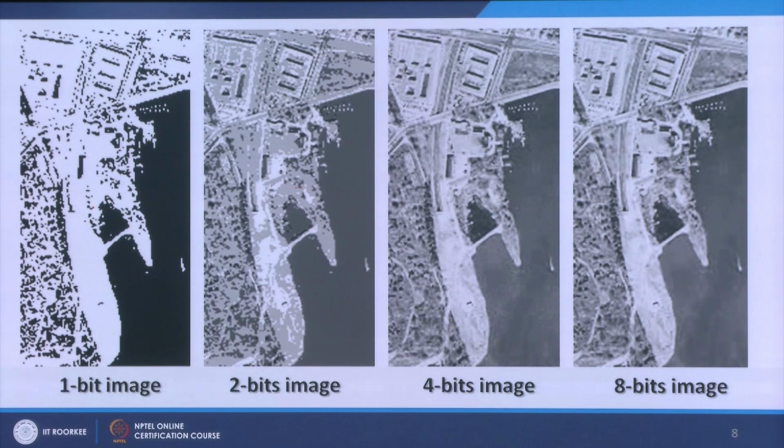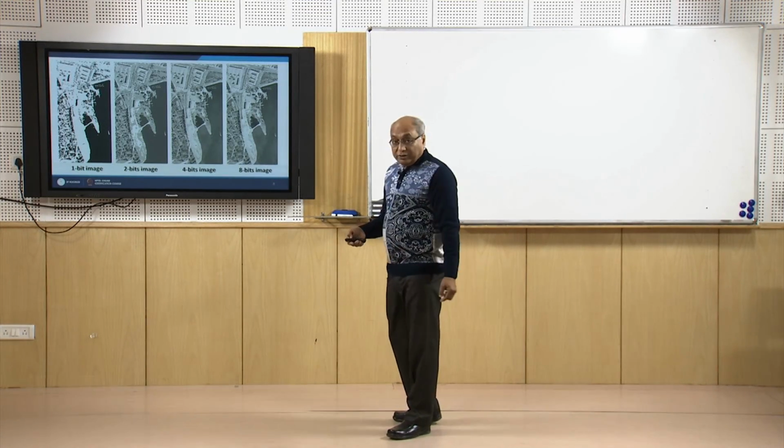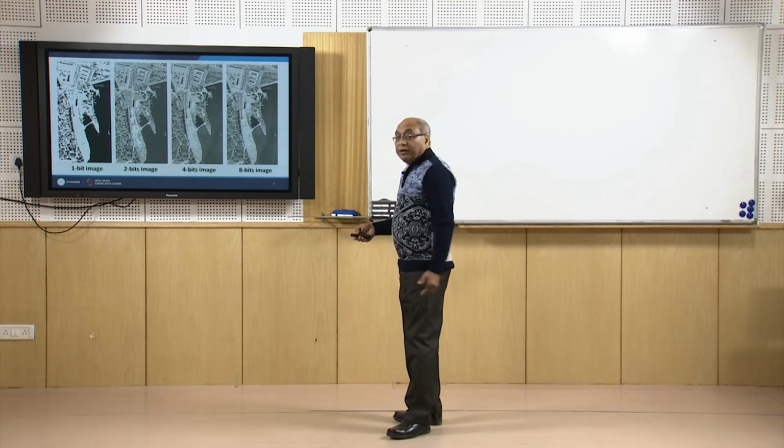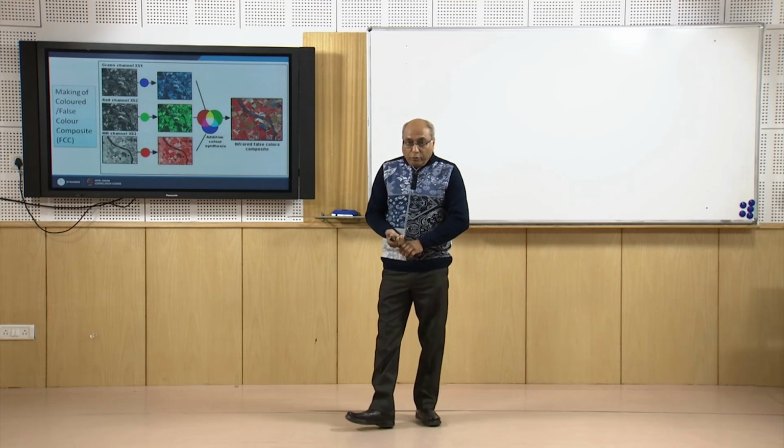You can distinguish different objects much more easily as compared to in a binary image. So that is the advantage of having higher radiometric resolution images, which are becoming now possible. I was mentioning the 24 bit images.